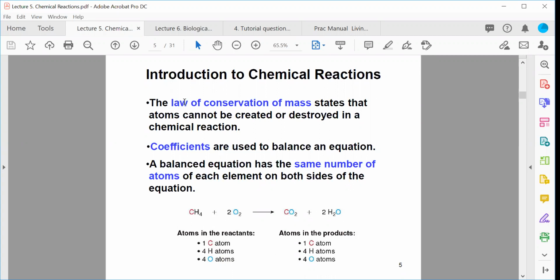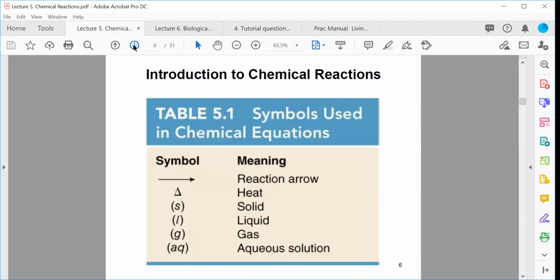So that is termed a balanced equation. And this is something that you should learn how to do. We'll look at an example in just a minute. So just some symbols that you might come across in chemical equations.